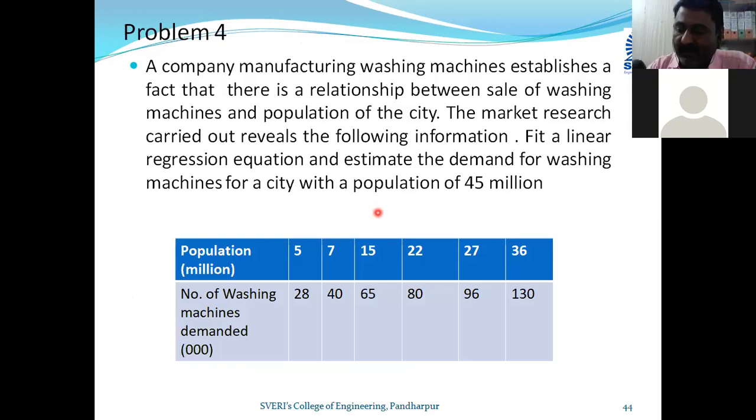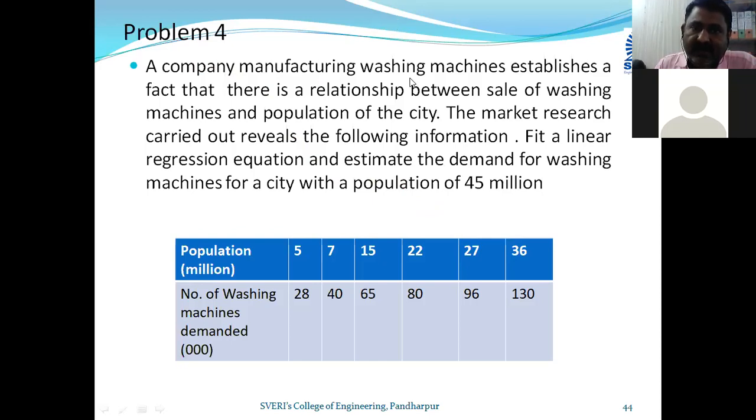Let us directly proceed towards how to solve the numerical based on what we have discussed, the case where summation f of x is non-zero, and how to proceed for this type of problem. Okay, so very first we will read the problem.